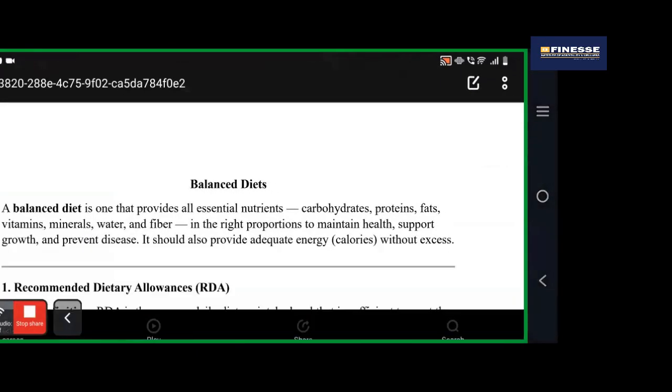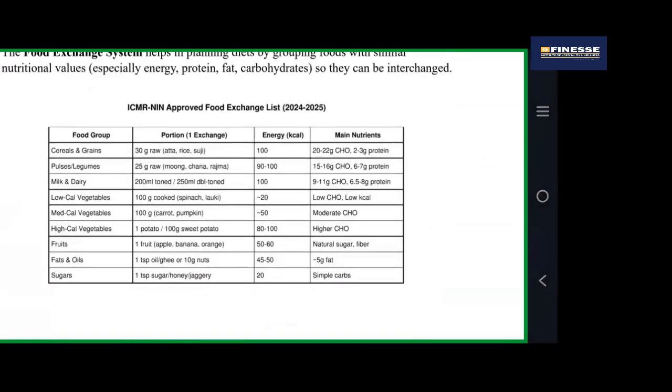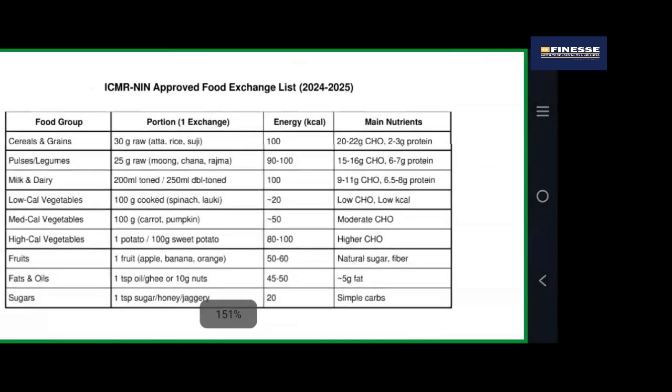Can you see the screen? Yes, ma'am. Okay, so this is the ICMR NIN approved food exchange list.